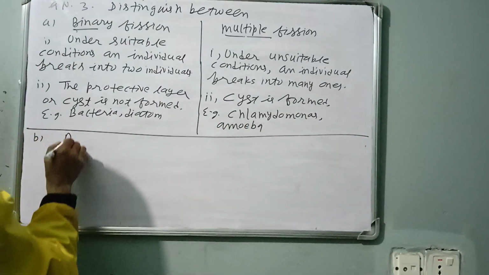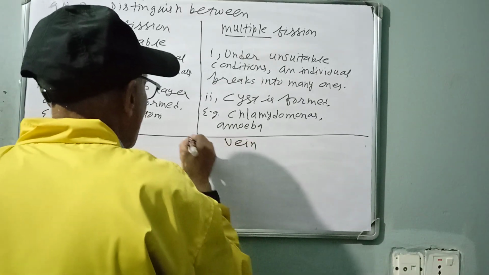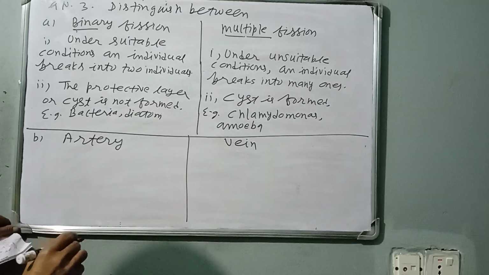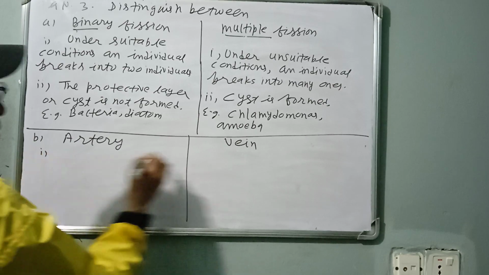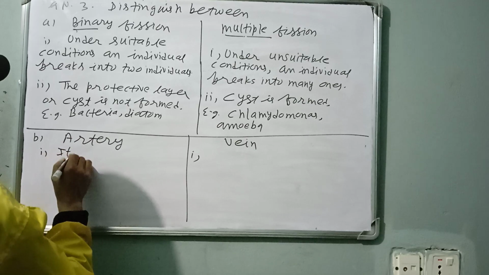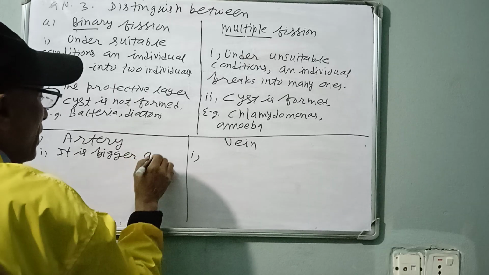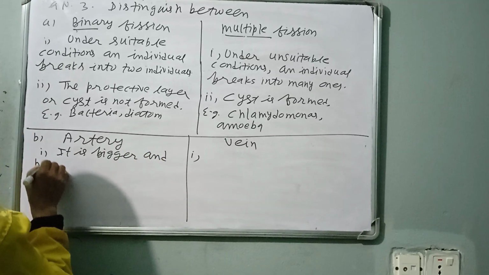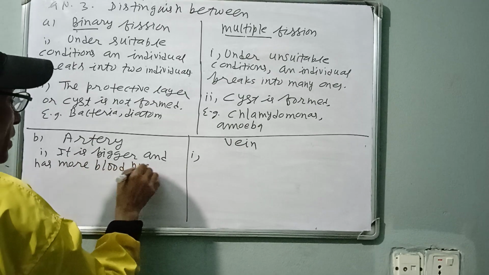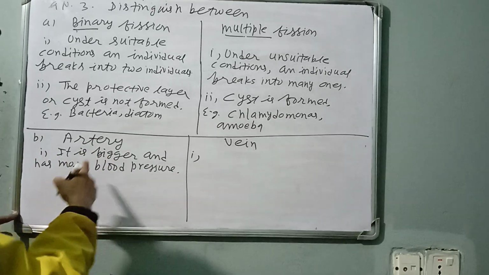B number, artery and vein. One important thing. What is the main difference between artery and vein? This one is the last point for today. Artery and vein, main difference: the artery is bigger and has more blood pressure. Since it is bigger, it has to bear more blood pressure.